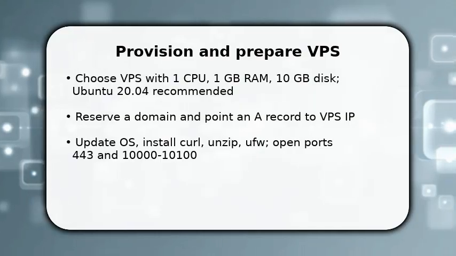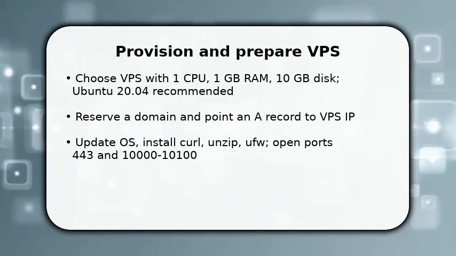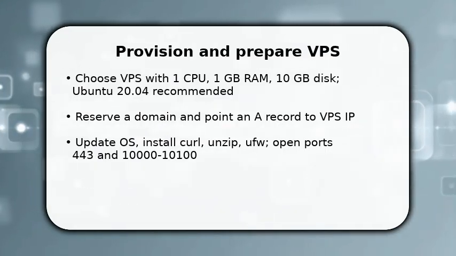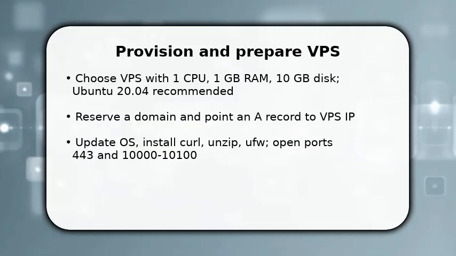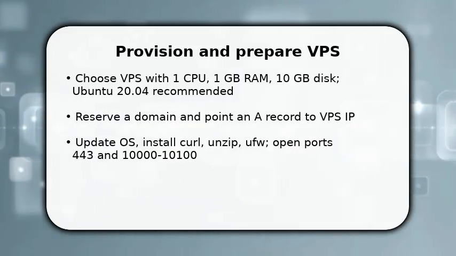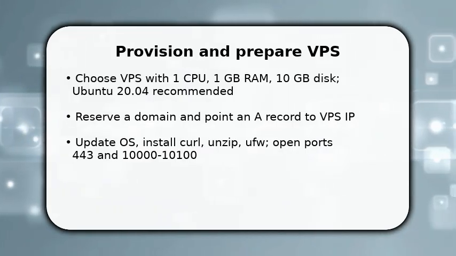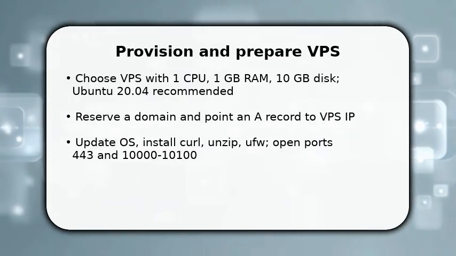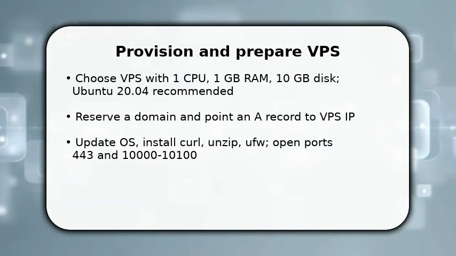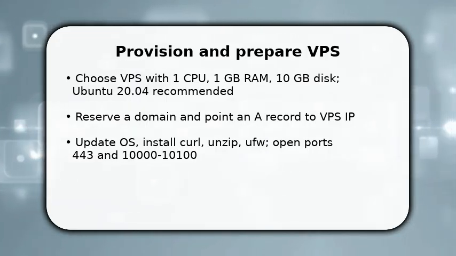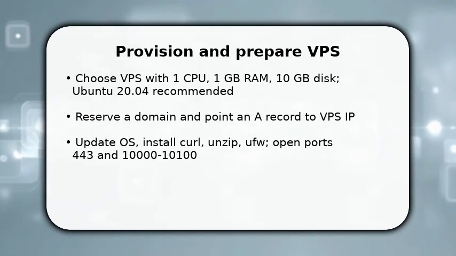You start by provisioning a small VPS and pointing a domain or record to its IP. This lets you obtain TLS and mask traffic. Once the VM is ready, log in as root, update packages, and install curl and unzip so you can fetch installers. Next, enable UFW and open port 443 plus a range for optional alternate ports. This prevents connectivity problems later.